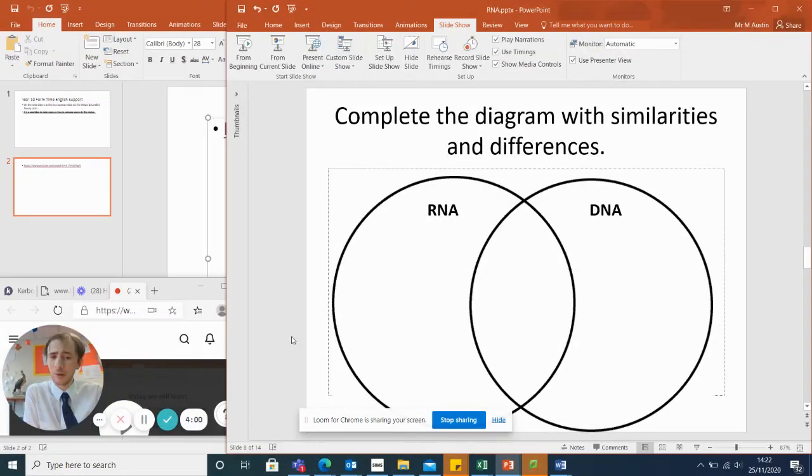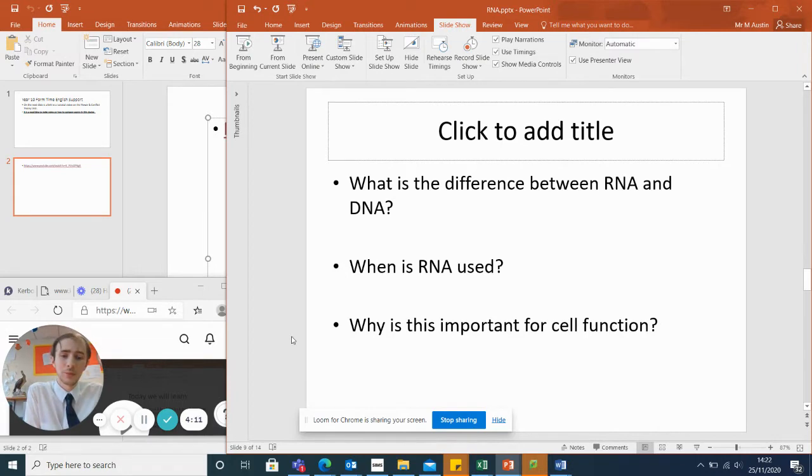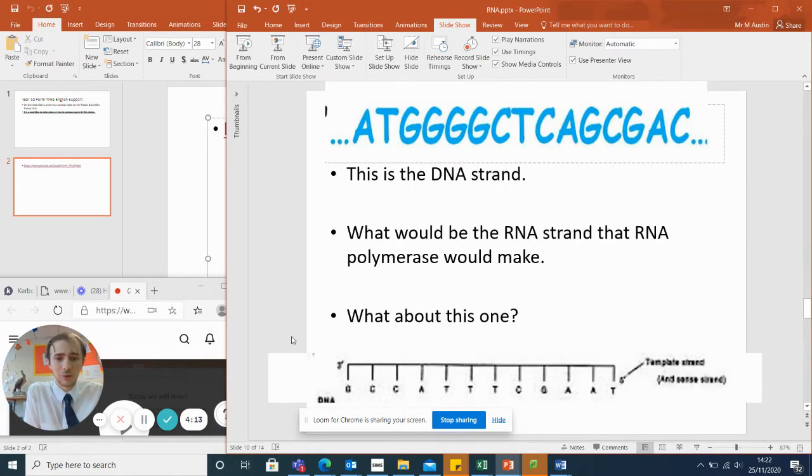Though probably not in Venn diagram form, often in a table or even just a 2-mark question: give one similarity and one difference between the structure of RNA and DNA. Okay, I'll move on from there and you can do that later yourself. Again, these questions you can do yourself. So the next bit we need to cover together is this.